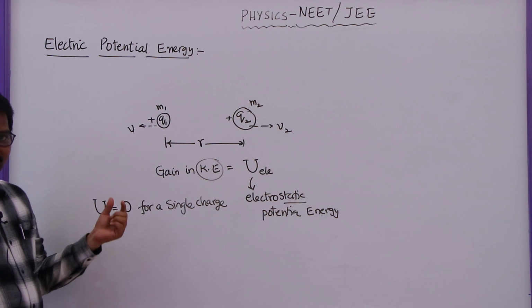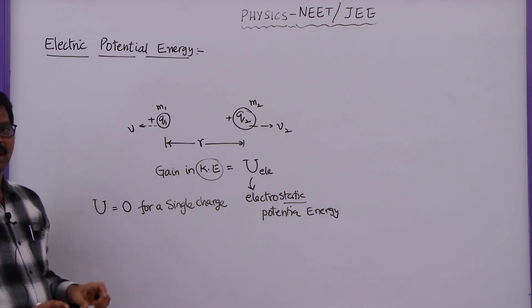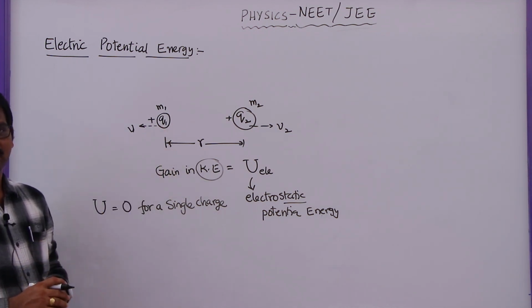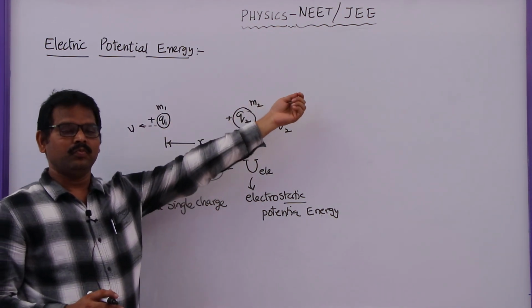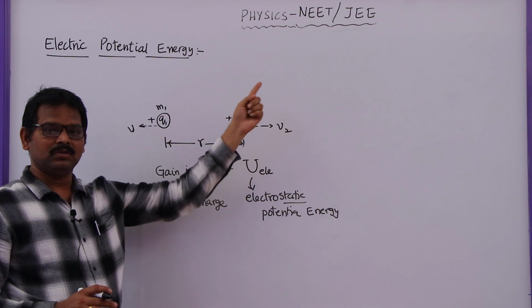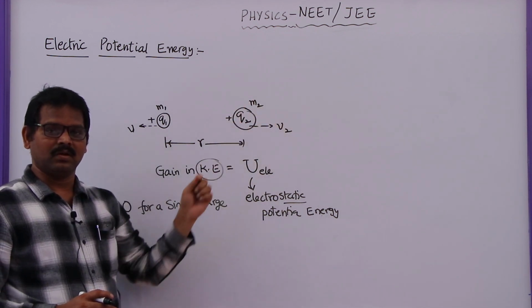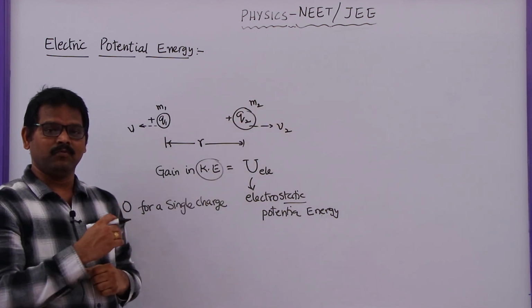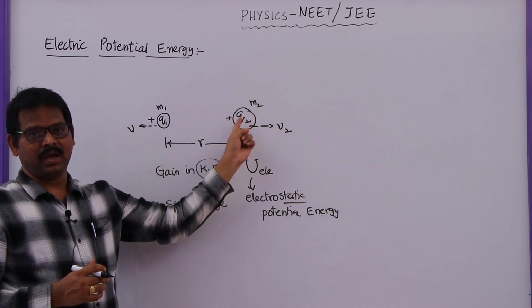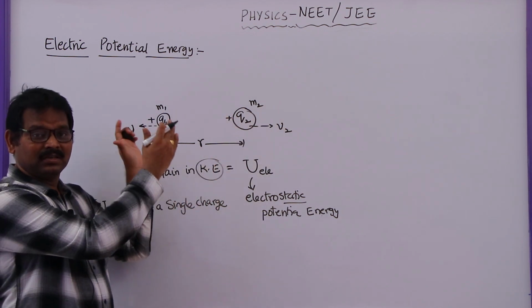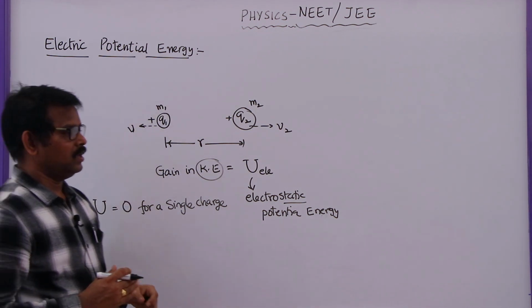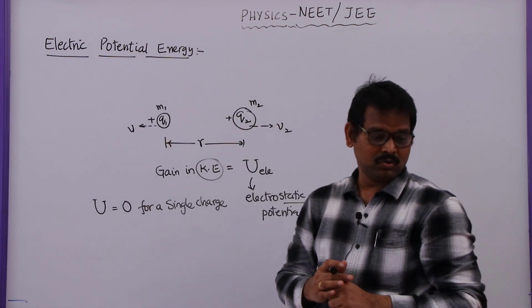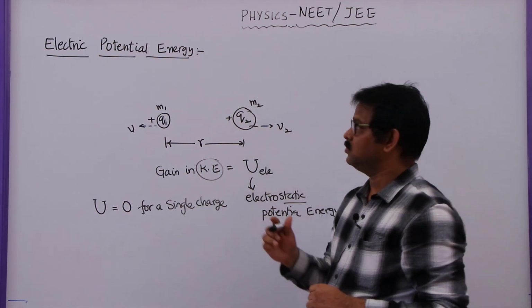That means for an isolated charge, a single charge, it won't have any type of energy. But if another charge is brought nearer to this one, to bring that charge from infinite distance to here, we need to do some work. That work done by the external force to bring this charge, to arrange these charges in this configuration, is known as electric potential energy. So this belongs to the configuration of charges.